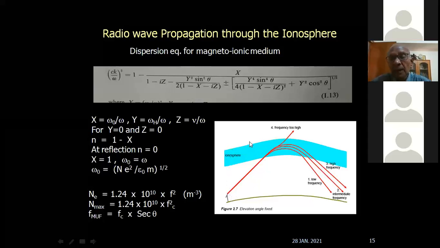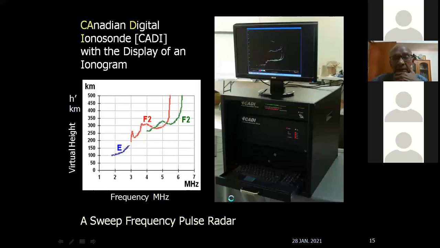And if the ionized region has a peak density, up to that point the vertical radio wave gets reflected. And if the density decreases above that point, then the wave penetrates that region, and you will not be able to get any reflection. That is what happens in the case of the ionosphere.